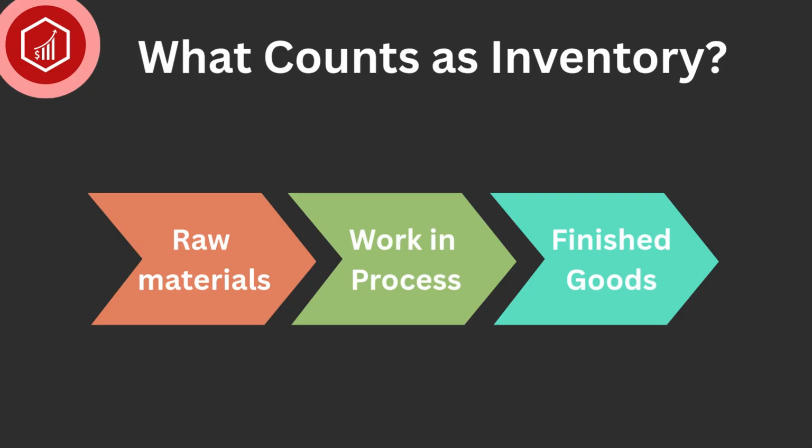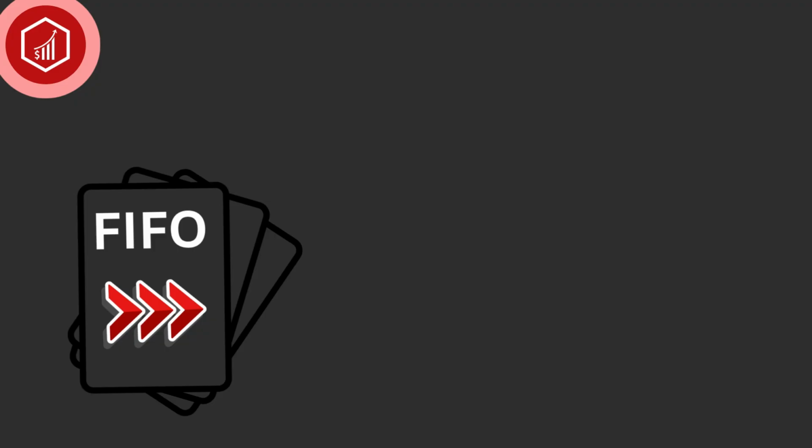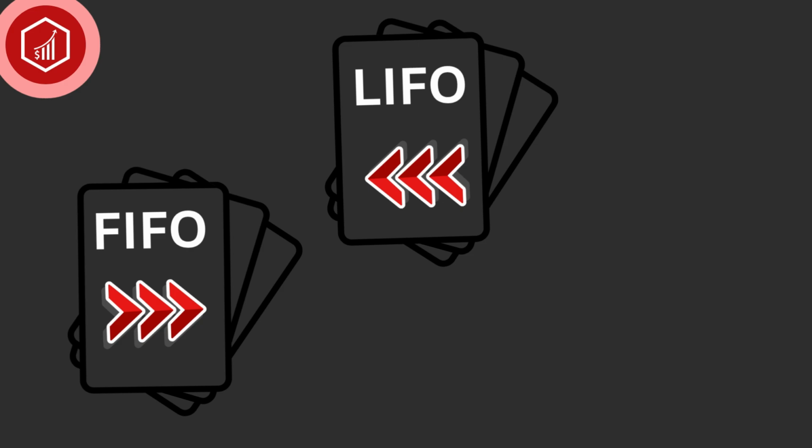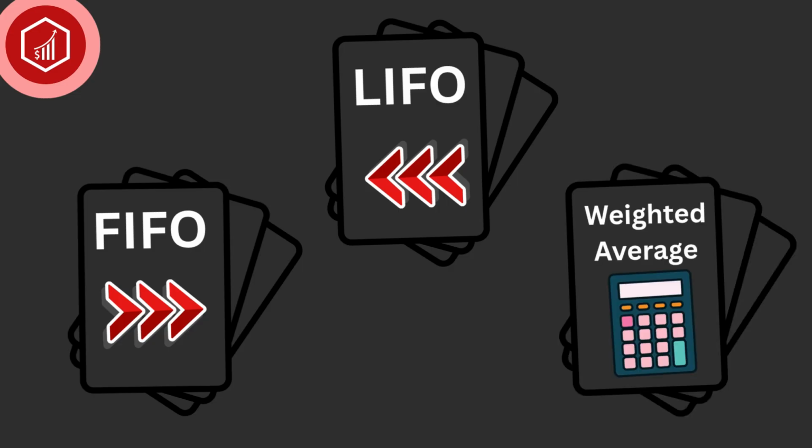Now that we have seen why inventory accounting matters, let's look at the main ways companies value their inventory. There are three primary methods you will encounter. FIFO, first in, first out. Cost of the earliest purchases flow into cost of goods sold first, leaving the newest costs in ending inventory. LIFO, last in, first out. Cost of the most recent purchases flow into cost of goods sold first, leaving older cost in ending inventory. And weighted average cost. All costs are averaged together to produce a single unit cost for both cost of goods sold and ending inventory.